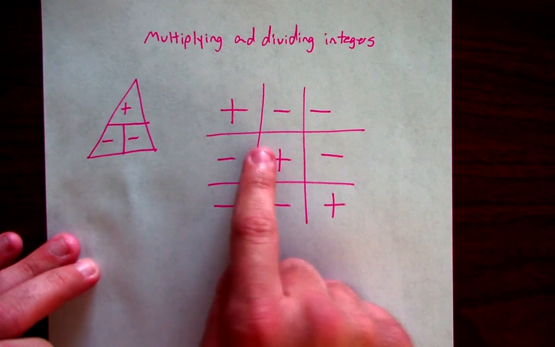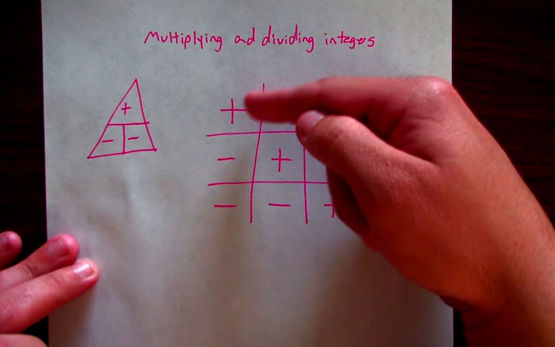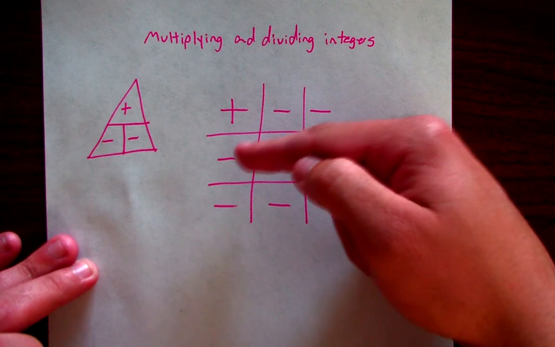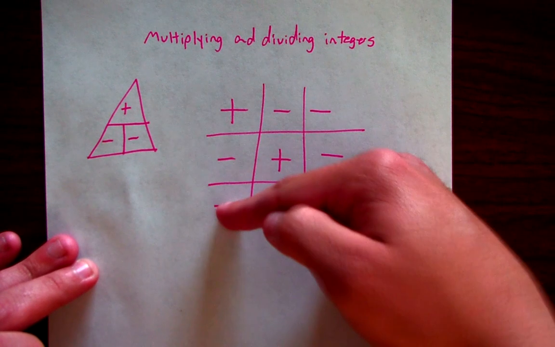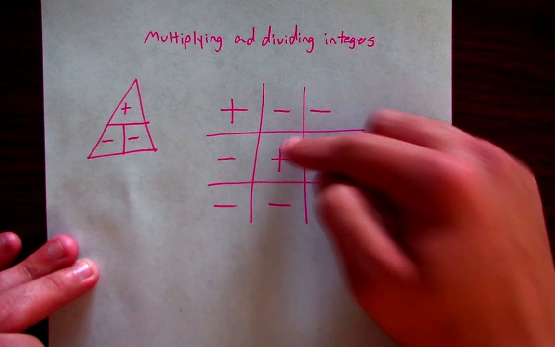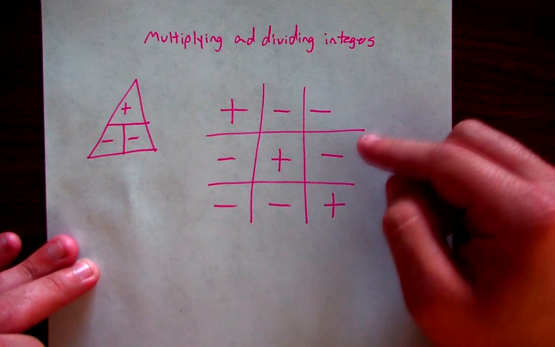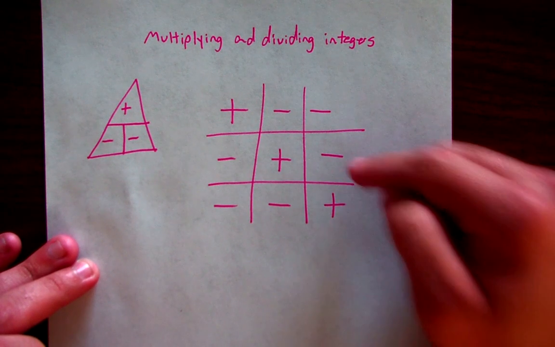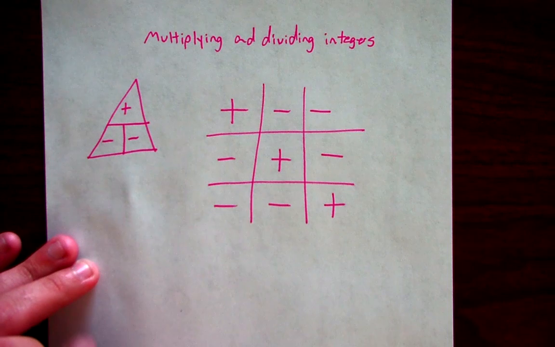So we said going across is multiplying. Well, look if you go down. A positive divided by a negative is a negative. A negative divided by a positive is a negative. A negative divided by a negative is a positive. Look at that. Let's do a few examples.